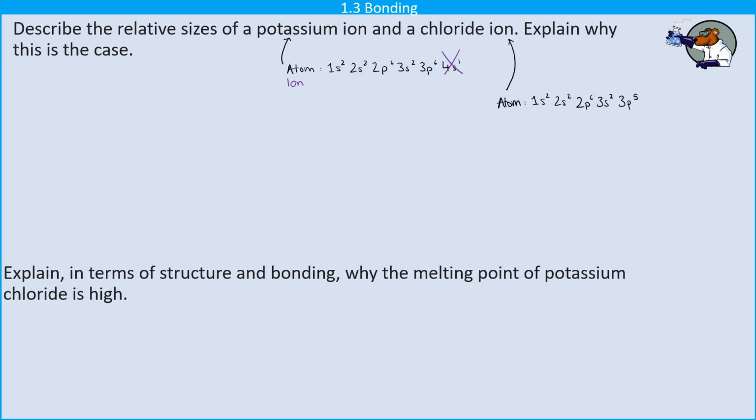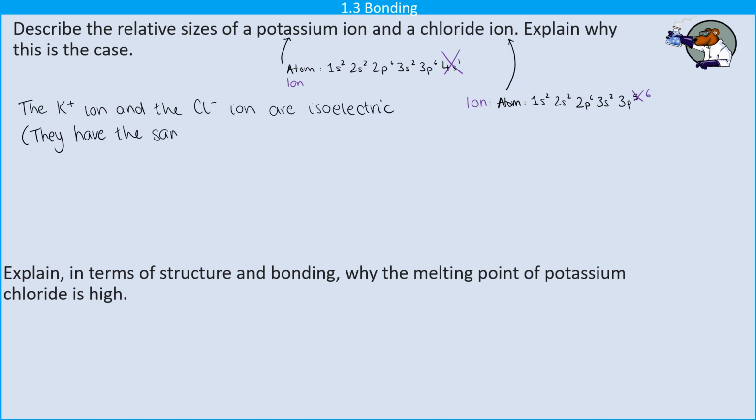And then if we think about the chlorine atom that turns into the chloride ion, we're finishing up there with 3p5, but of course this is in group 7, so it's going to gain an electron. And so actually the ion is going to end up with the exact same electron configuration as the potassium ion. So we can describe these two ions as being isoelectronic, or we could just say, well, actually they've got the same electron configuration.